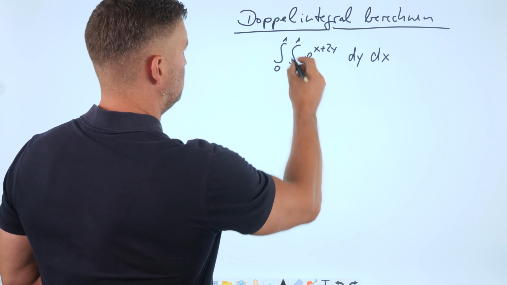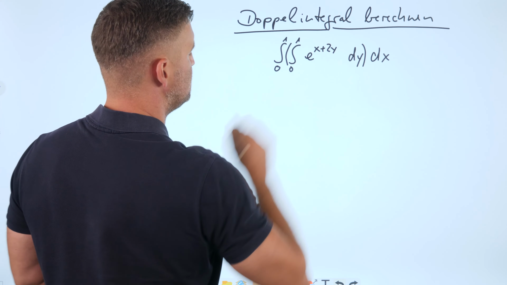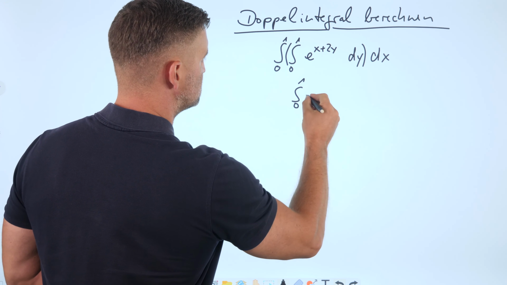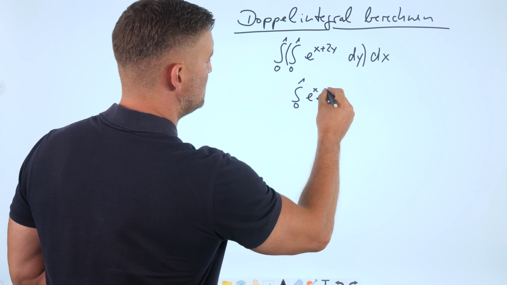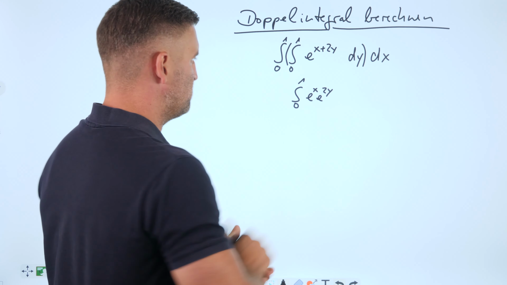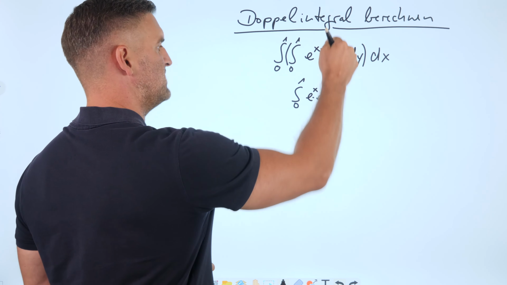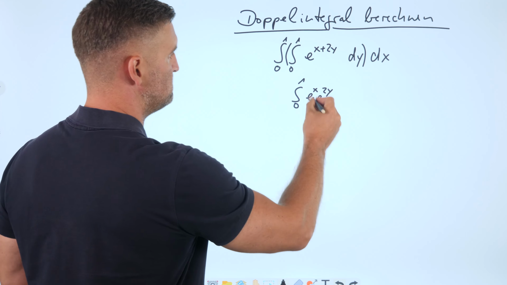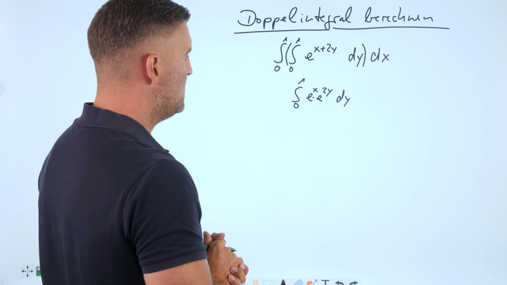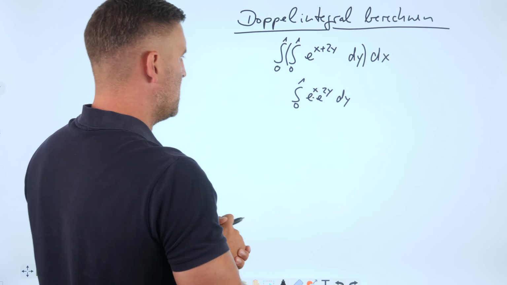Let's start from the inside and rewrite e to the power of 2x plus y. That is the integral from 0 to 1 of e to the power of x times e to the power of 2y. Exponent laws, so to speak, in reverse now. Powers with the same base are multiplied by adding the exponents. I just did that in reverse. So for the integral with respect to y, we now have a constant factor here, e to the power of x. We can pull that out now.